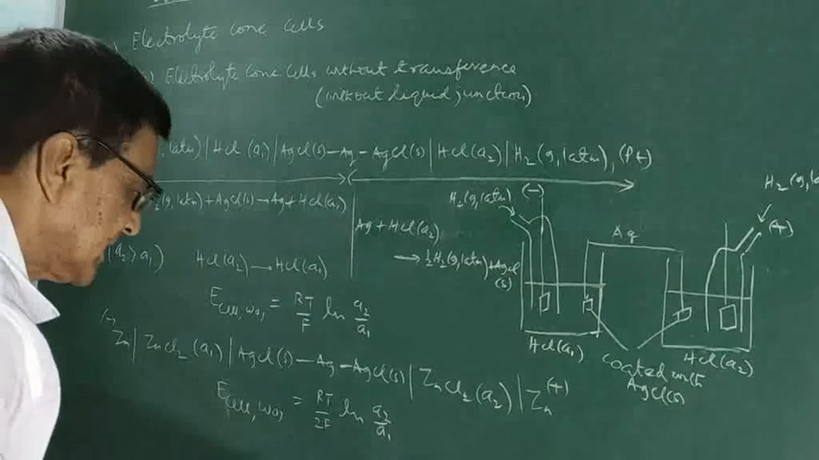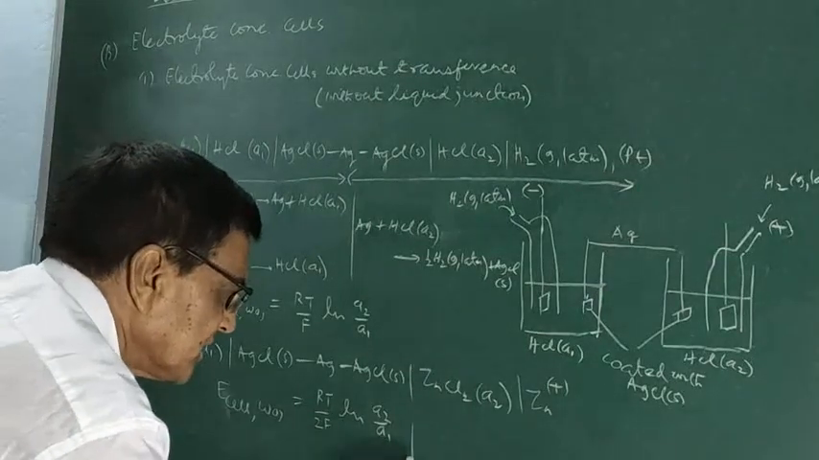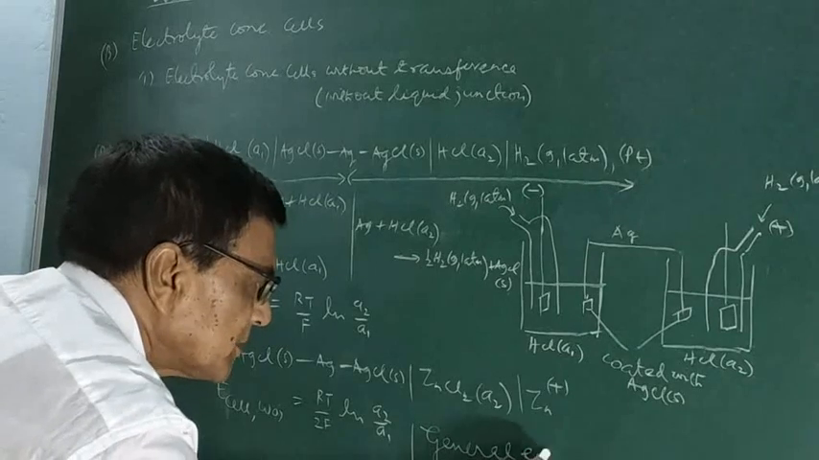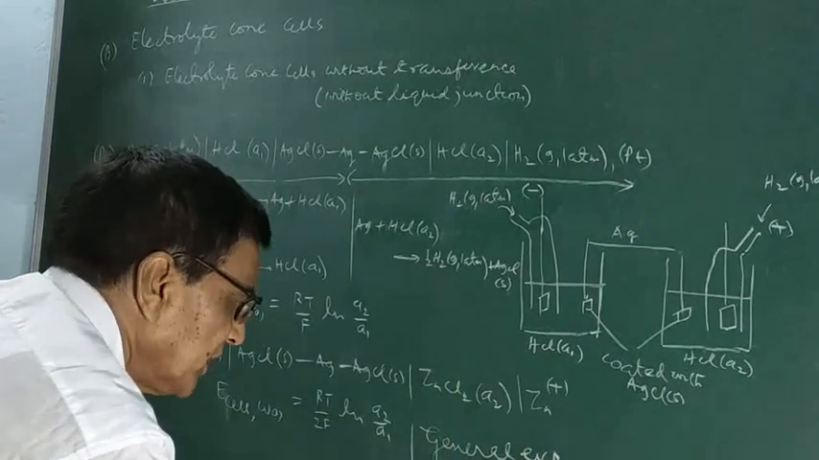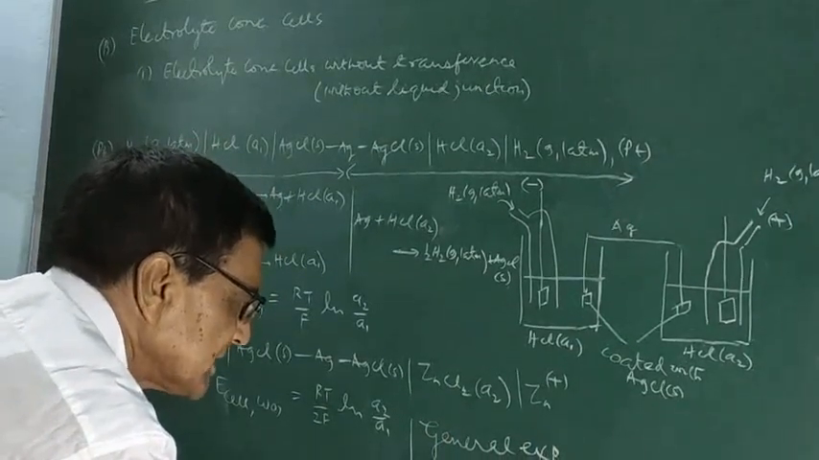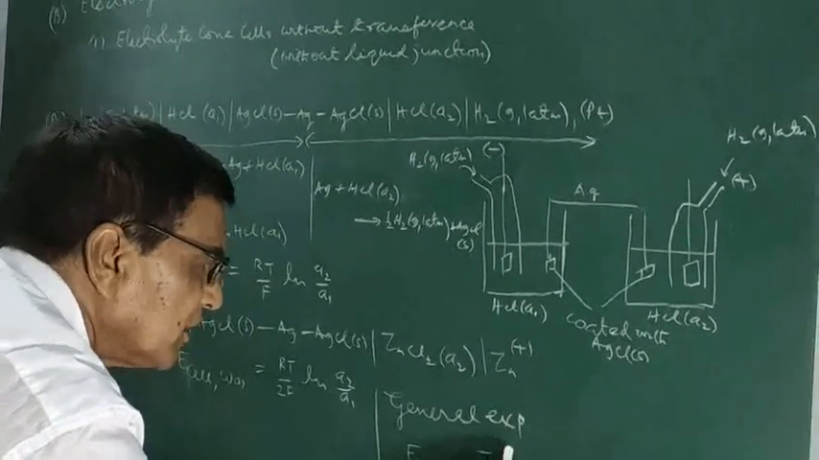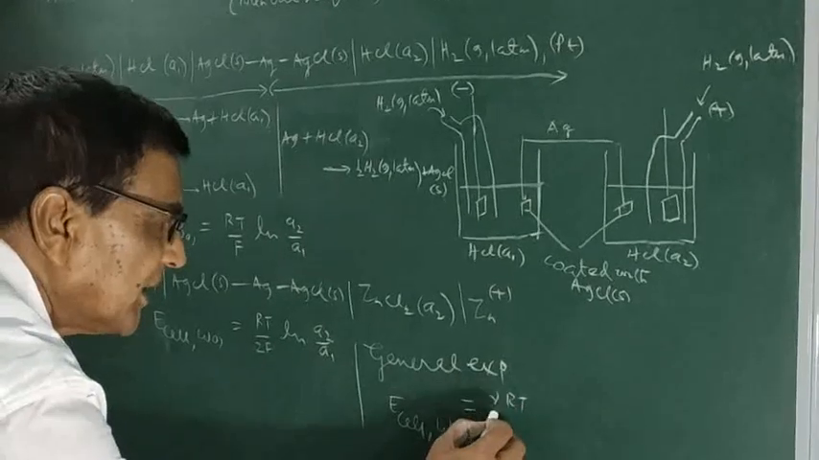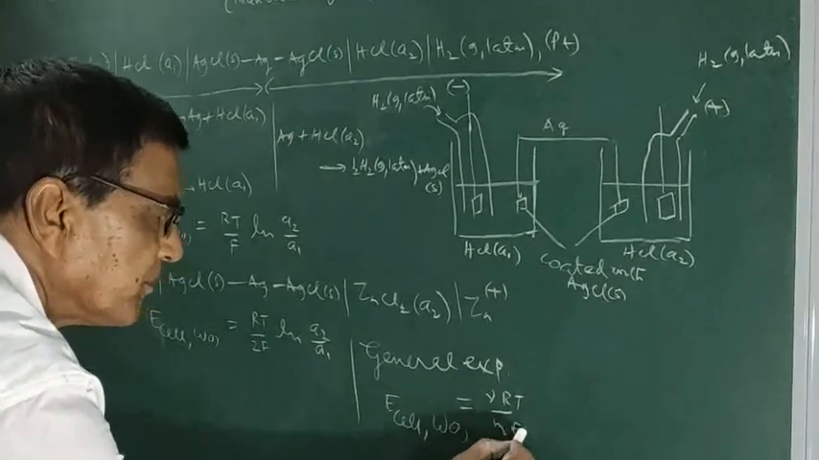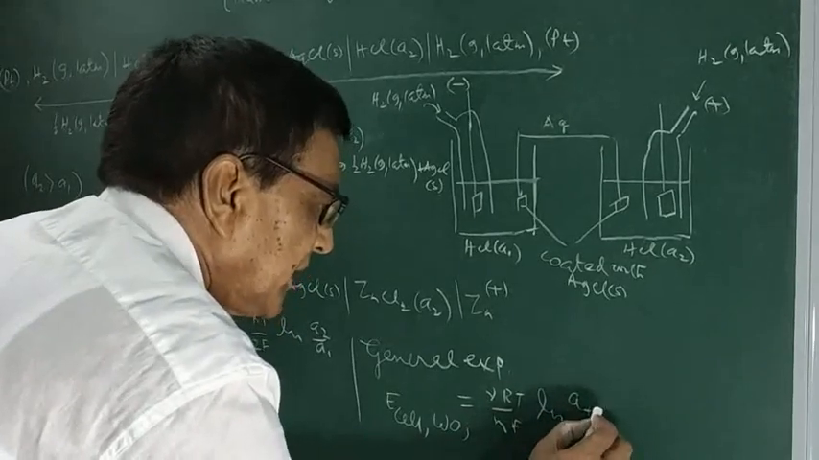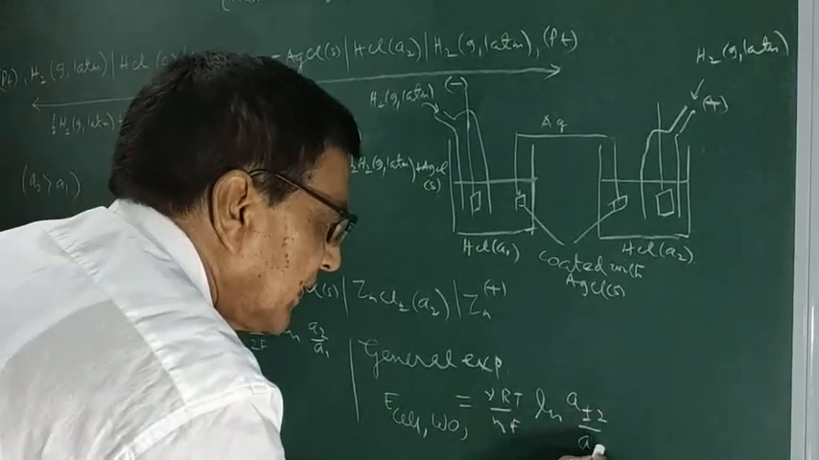The general expression for the EMF of this type of cell, we can write: E cell without junction equals nu RT divided by NF, times ln of mean ionic activity 2 over mean ionic activity 1.